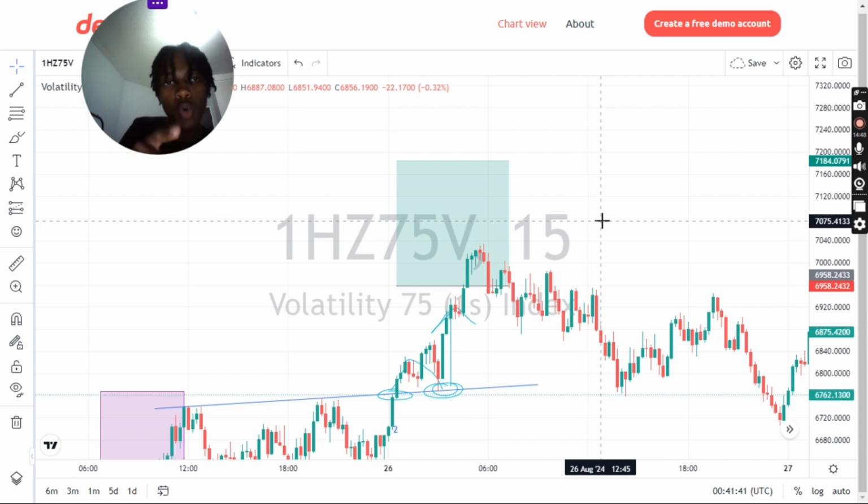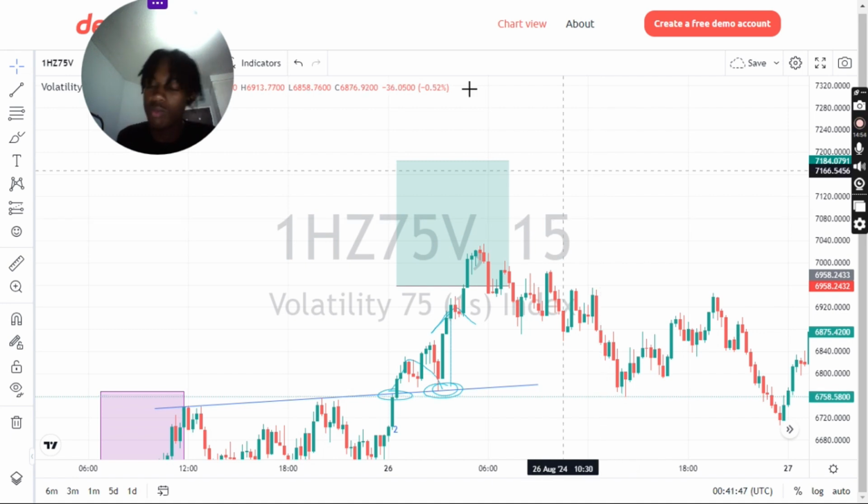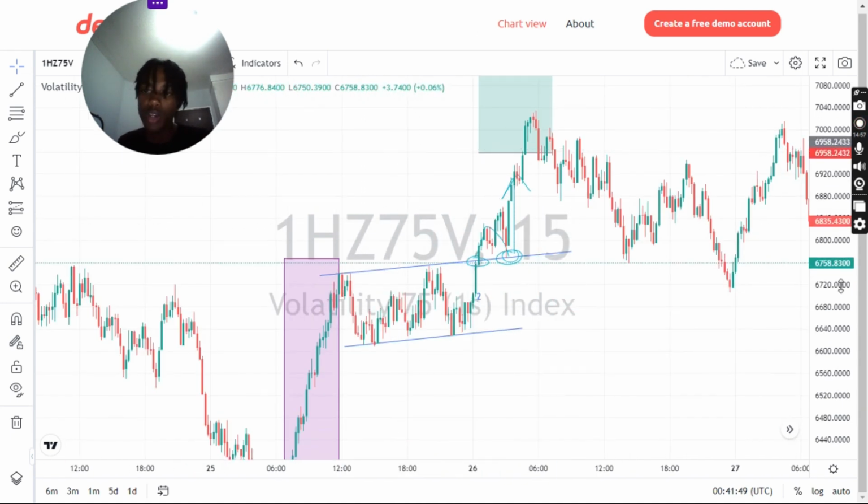Did we reach our target? No. But what did we do? We won the trade. Simple, guys. This is very simple. One point of high volatility or high momentum to a point of a correction or a point of consolidation.